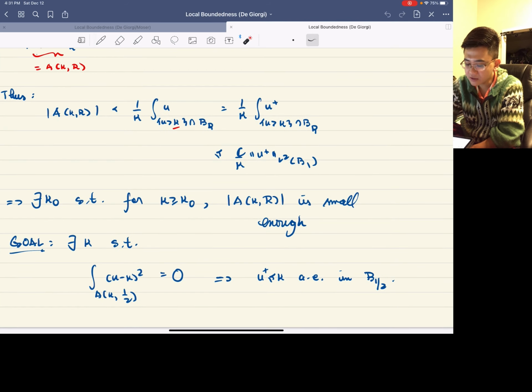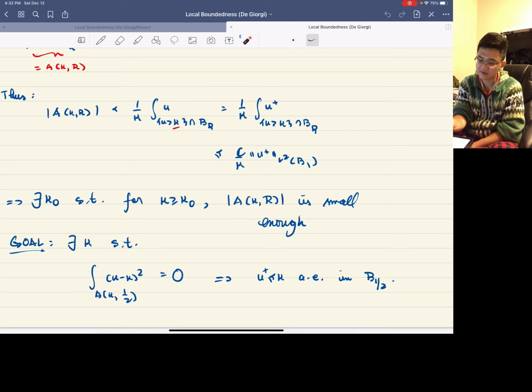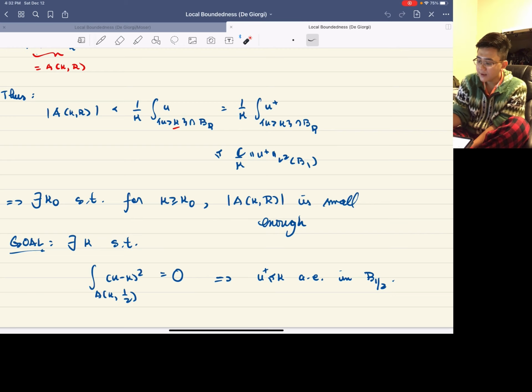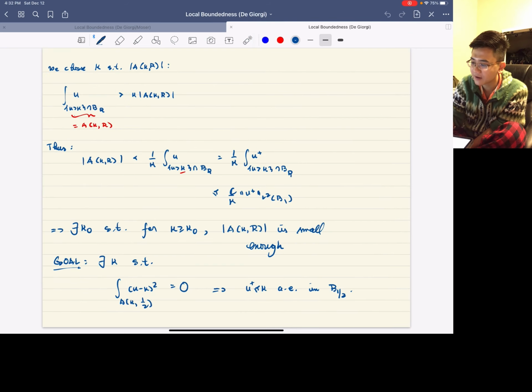So just to recall that the goal now is to find some big k such that this is true. And what that means is if you find such a k, then the positive part of u is bounded by this almost everywhere in B_{1/2}. So this is in the ball of radius 1 half. And that is what we want to show, local boundedness. Okay, so let's proceed. Okay, how do we do that?